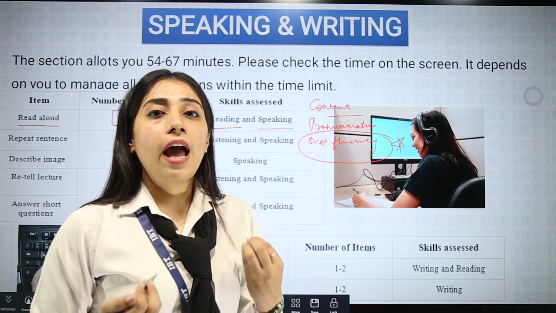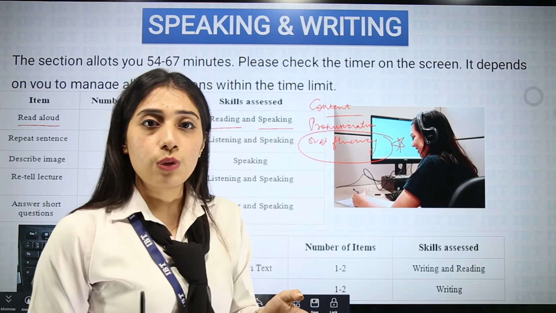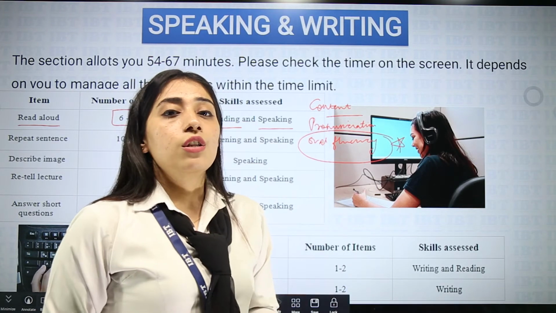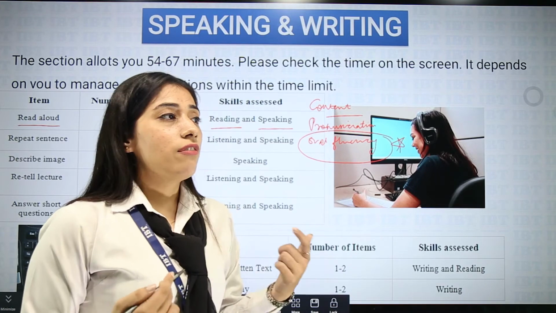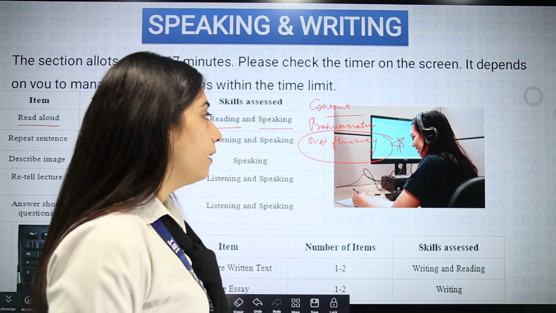You have to maintain a certain pitch. Even the students who are speaking at a moderate speed, a normal speed, tend to get 90, right? So it is not essential that speaking fast will fetch you good scores. It is not like that, right?